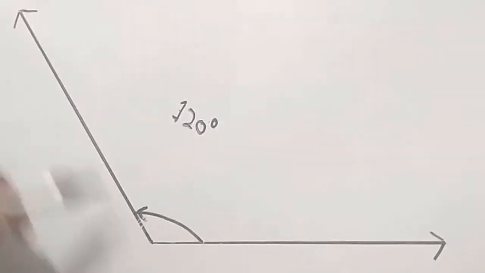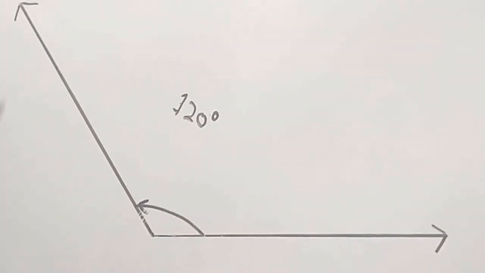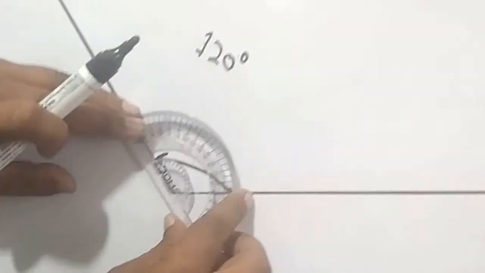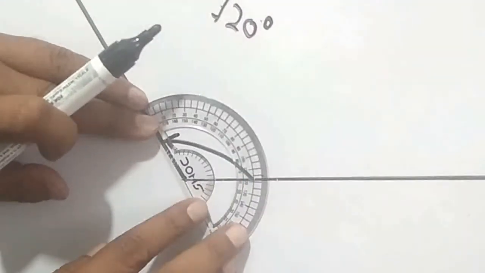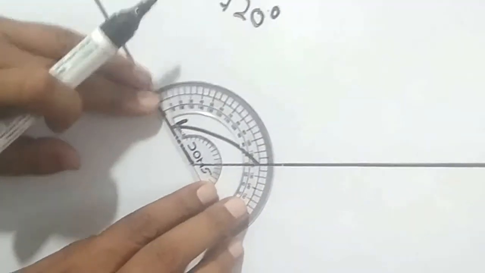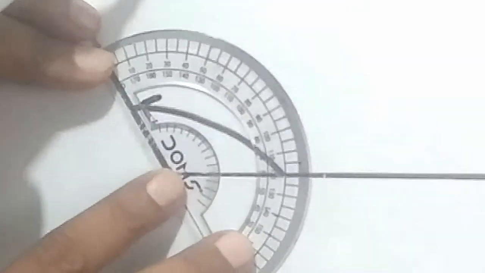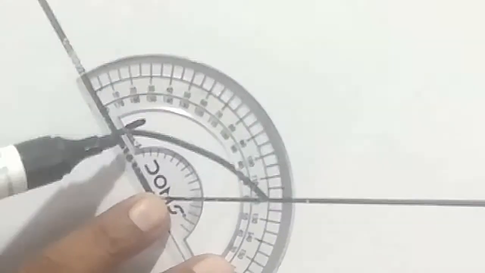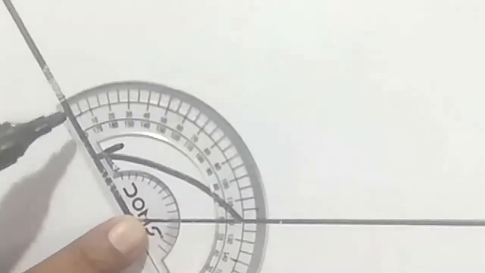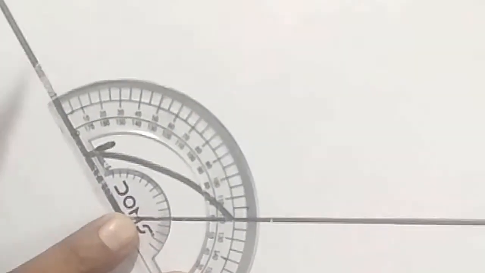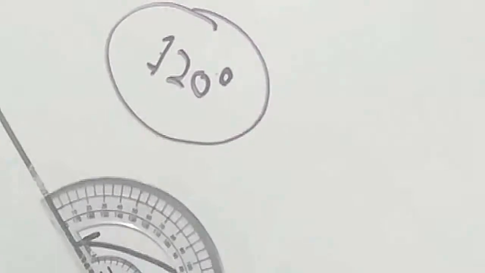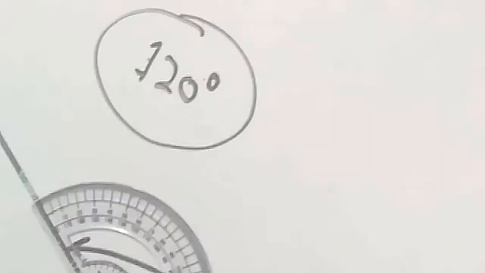We can measure the angle from this arm also. Again we set the center point of the protractor on the vertex, and then we coincide the edge of the protractor with this arm, and then we start reading from this side. It is 0, 10, 20, up to this is 120. So the measurement of this angle is 120 degree. We have angles from both the arms.